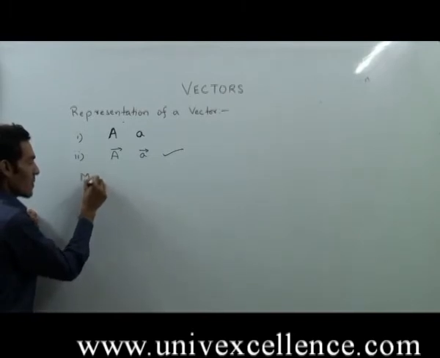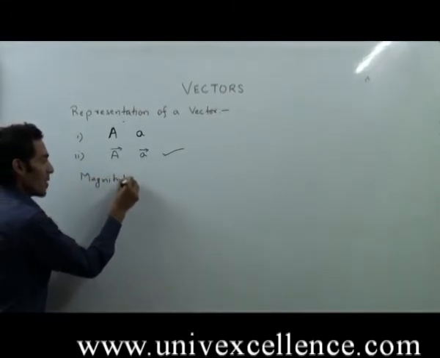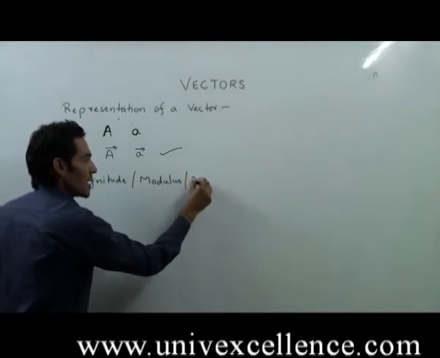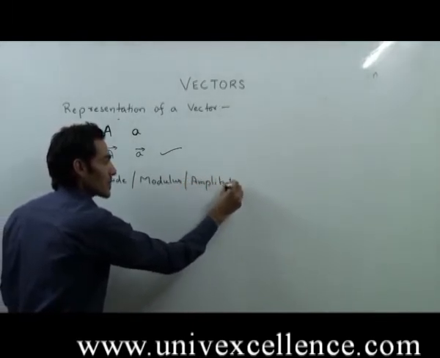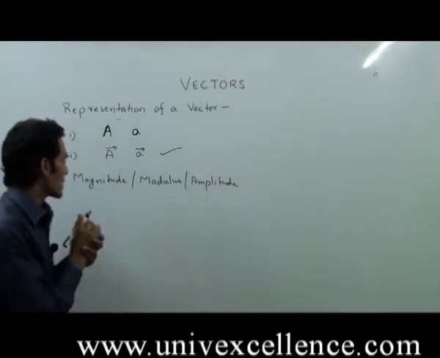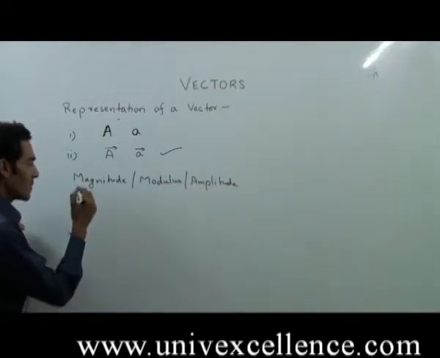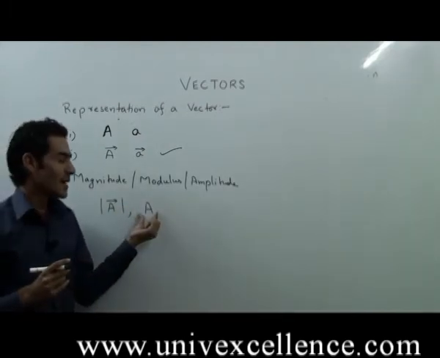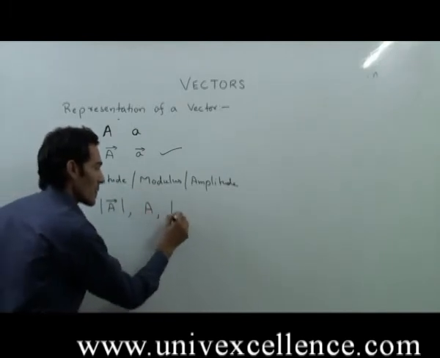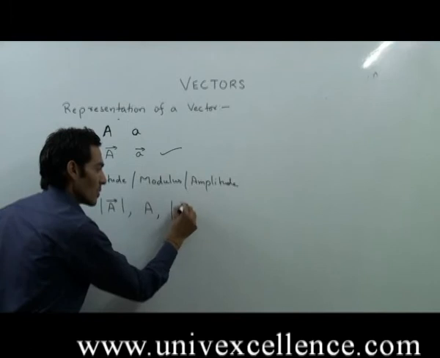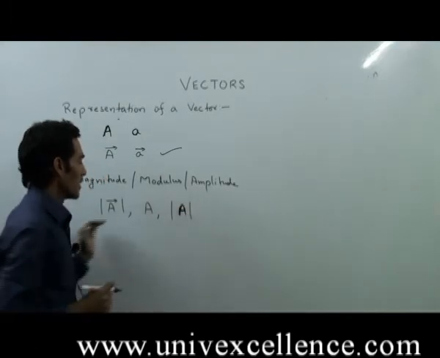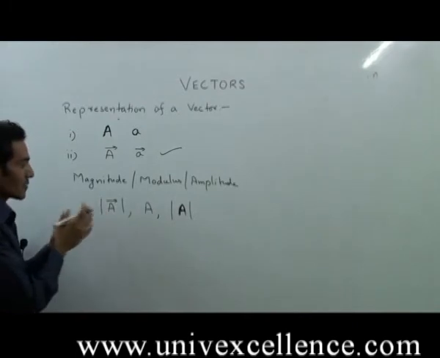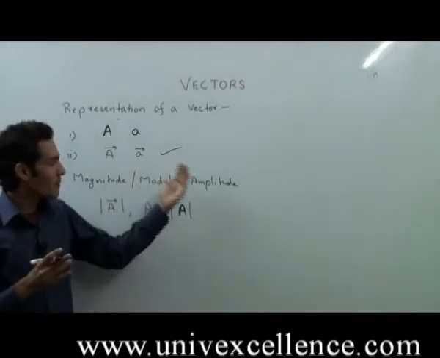Second thing, magnitude of a vector. Magnitude is also known as modulus, or also known as amplitude. These three terms are basically one. So the magnitude, modulus, or amplitude of a vector can be represented either in this way, or simply as a light letter without an arrowhead, or again a bold letter inside the magnitude sign. These three ways represent the magnitude, modulus, or amplitude of a vector, which are actually the same thing.